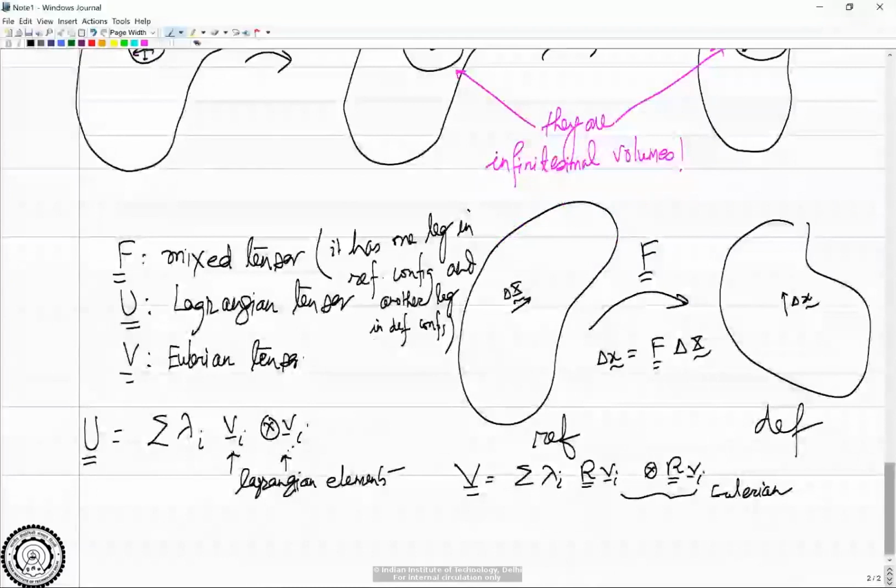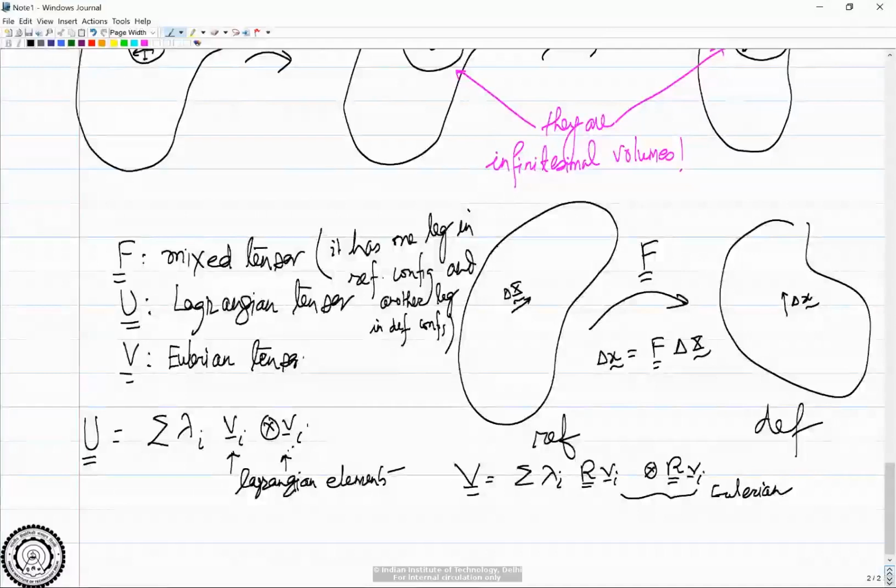Sir, in finite elasticity, when you say strain, it should be the Lagrangian strain tensor. Well, you can also work with what is called the Eulerian strain tensor. So how do you define strain in finite elasticity?